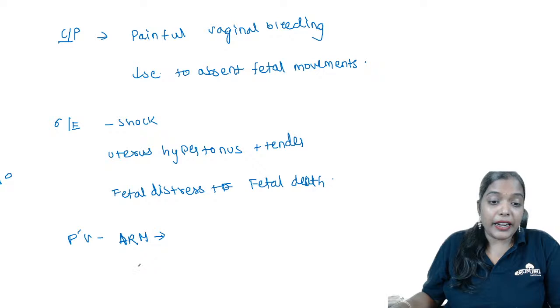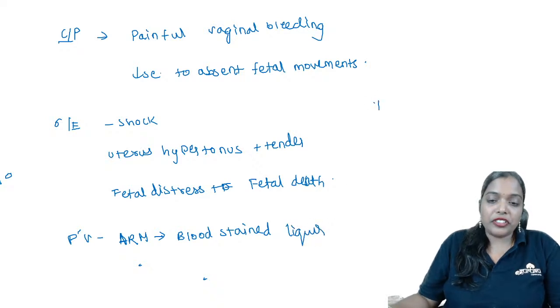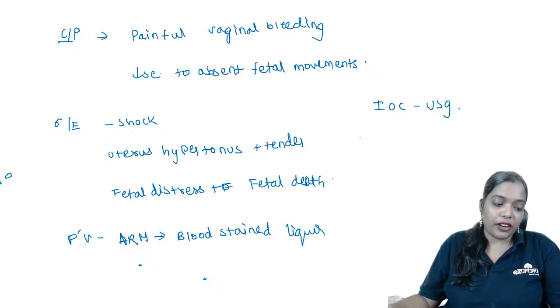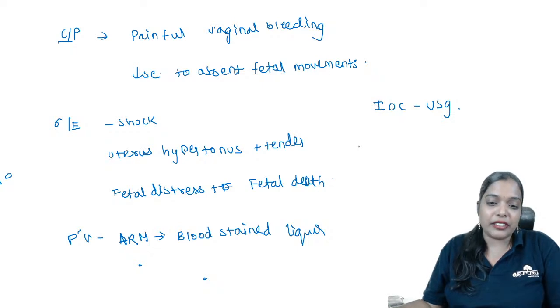So you will see blood stained liquor. So the investigation of choice is USG, where you will see a retroplacental clot. Very good, excellent, correct. So you'll see blood stained liquor.